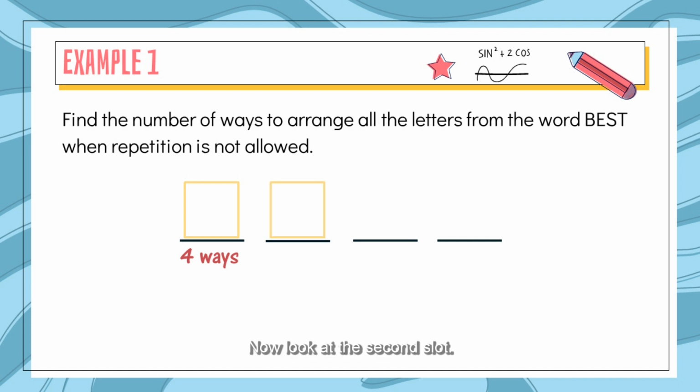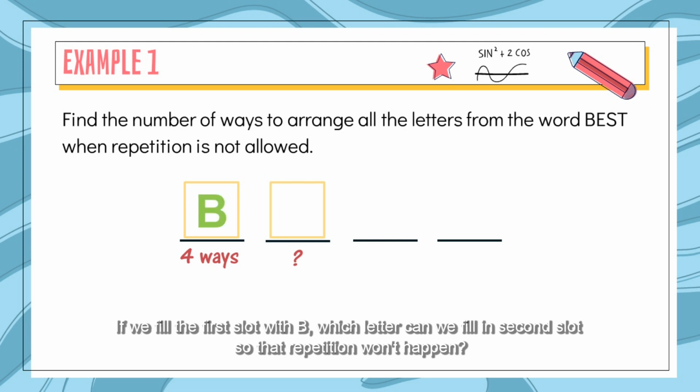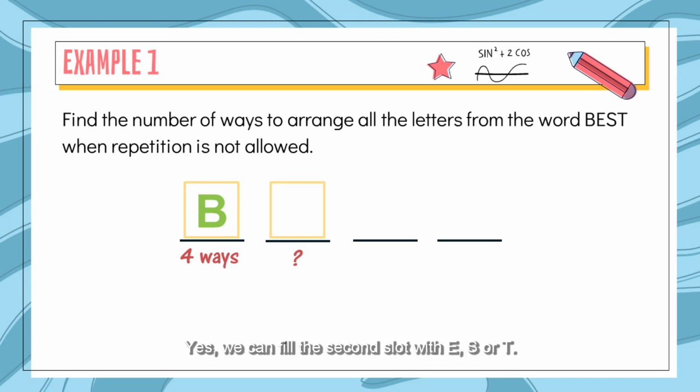Now, look at the second slot. We ask the same question. How many ways can we fill the second slot? Remember that repetition is not allowed. Let's go one by one. If we fill the first slot with B, which letter can we fill in the second slot so that repetition won't happen? Yes, we can fill the second slot with E, S, or T.